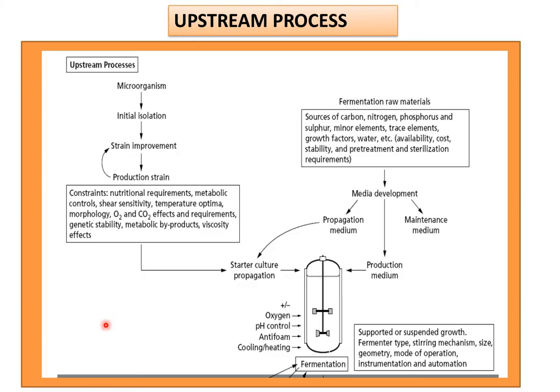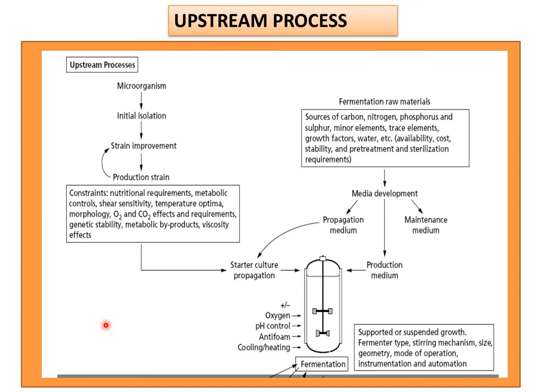Now talking about the factors or the strategies that are involved in the upstream process. So upstream processes, as I discussed earlier also, involve the microorganisms and the fermentation raw material. If we talk about the microorganisms, first of all initial isolation, then strain improvement, means the isolated strain should be improved, or basically if we have any production strain, the strain improvement can be done with it.